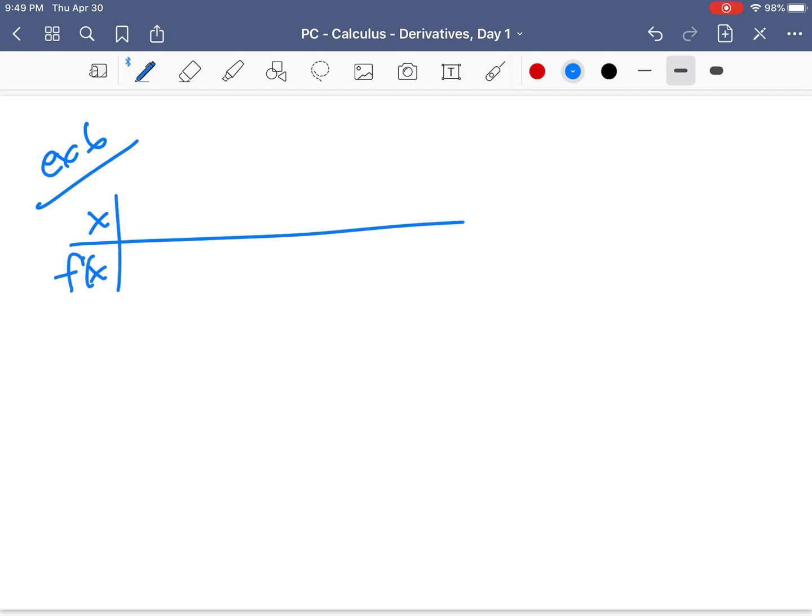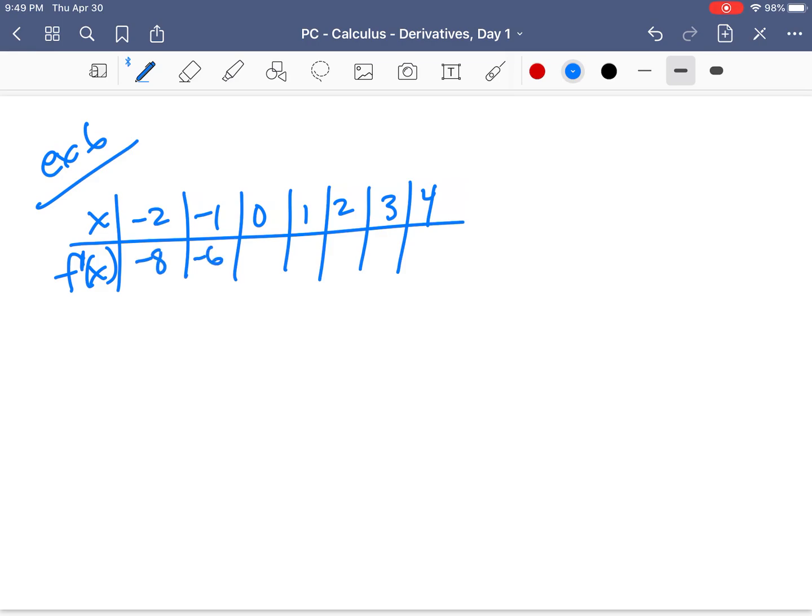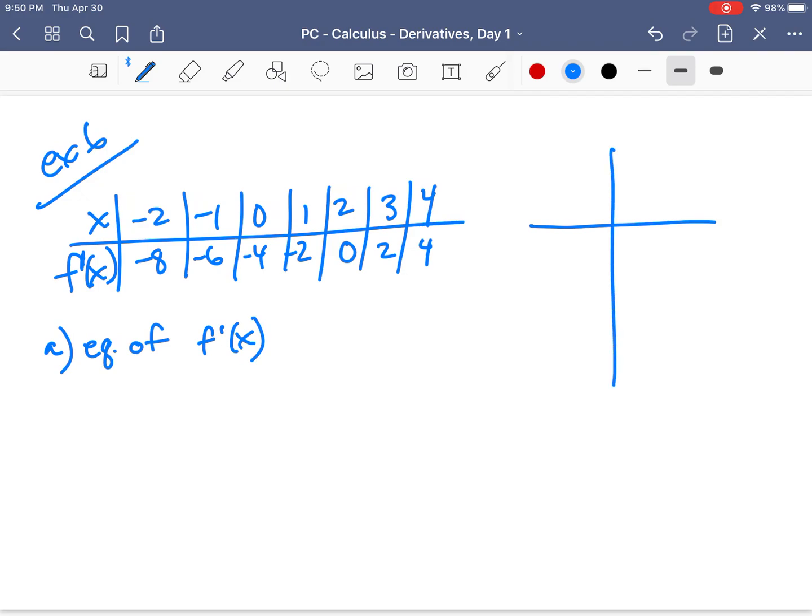So let's say we're given x and f prime of x again. With my derivative here, I get -2, -1, 0, 1, 2, 3, 4. And let's see, I get -8, -6, -4, -2, 0, 2, 4. All right, so let's take a look again. Same question. What is the equation of the slope function, f prime of x, right here? So let's try to do a little graph. At -2, I got -8, at -1, -6, 0, -4, 1, -2, 2 is 0.